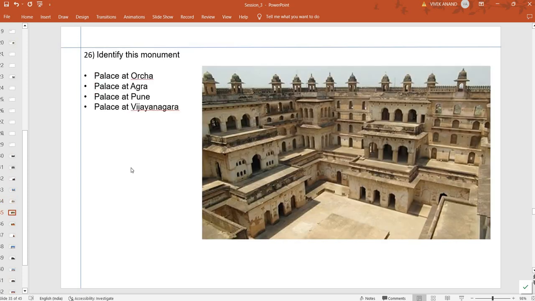Which is this monument? Palace of Patiala? No, sorry. There is no Patiala here. Orchha. Why Orchha? Where is Orchha? Anyone, please? Where is Orchha?